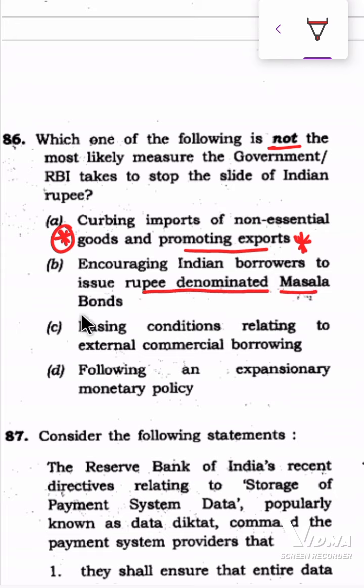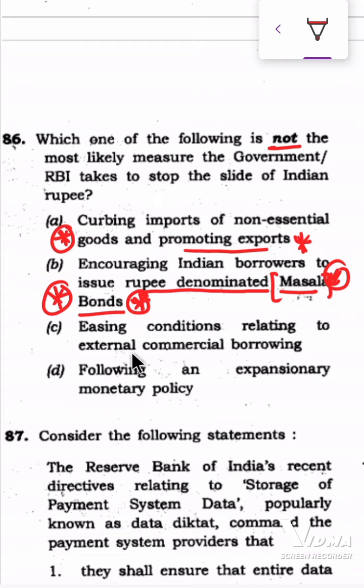Actually, Indian investors, those industrialists who want to raise a loan, can issue bonds in the UK through the masala bonds. Masala is a name that has been given to the bonds issued by the Indian industrialists. So it is also a good measure, but it is not the answer, because the question is asking about the measure the government would not likely take to stop the slide of the Indian currency.